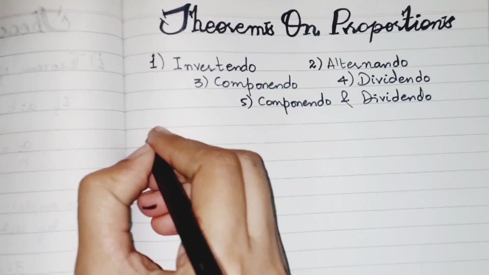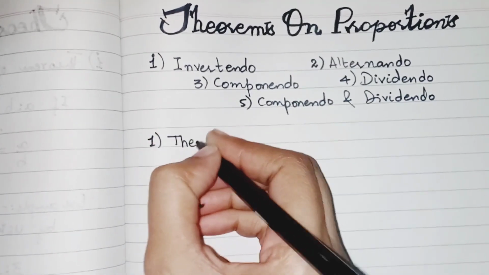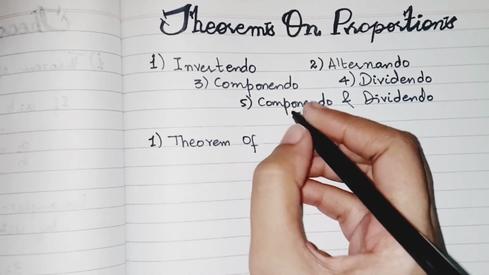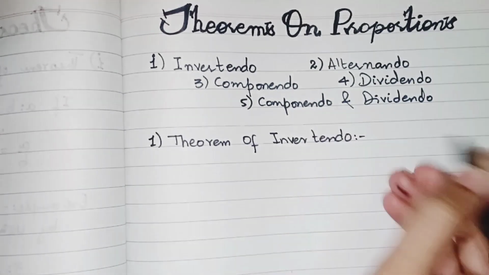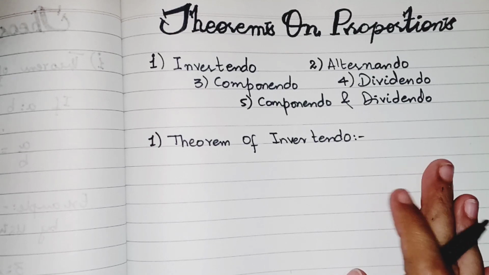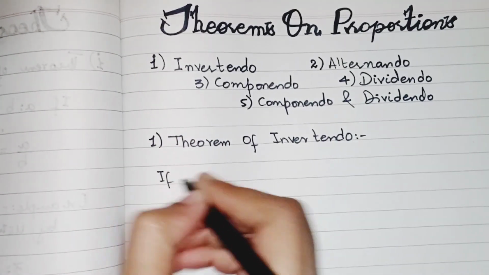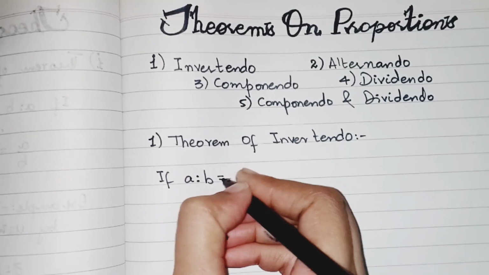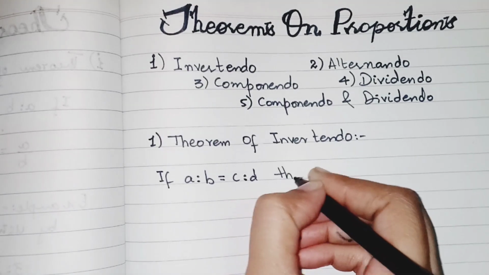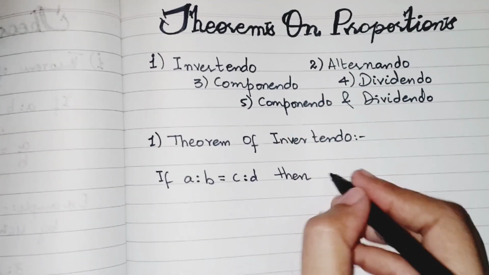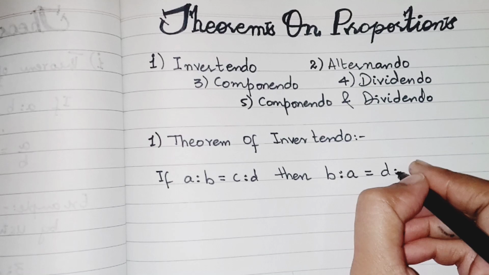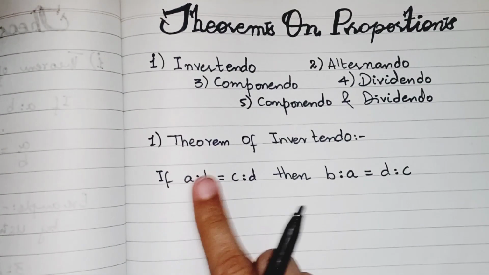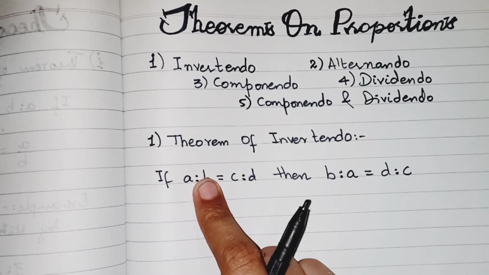So number 1 is theorem of Invertendo. What we have to do in theorem of Invertendo: if I have A ratio B is equal to C ratio D, then applying theorem of Invertendo, it will be written as B ratio A is equal to D ratio C, which means ratios will be inverted, ratios will be reciprocal to each other, and we have to write our answer in this form.